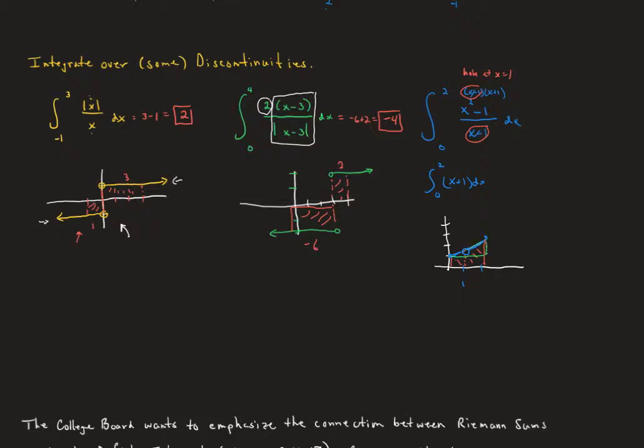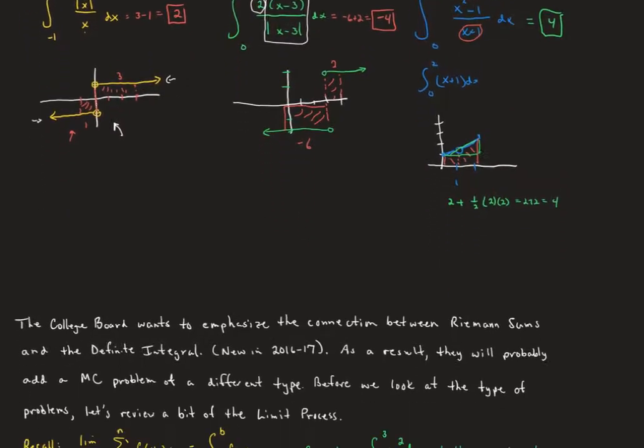I imagine most people would see it as a triangle plus a rectangle. So the rectangle is 2 by 1, so that would be 2, and the triangle is going to be 1/2 the base, which is 2, and the height, which is also 2, and so that's going to be 2 plus 2 would be 4, and so that integral is going to be 4, and the area we lose underneath that 1 point is nothing. Okay.